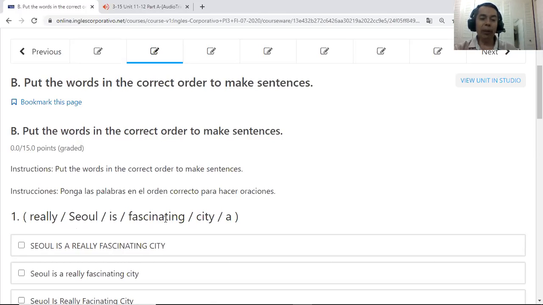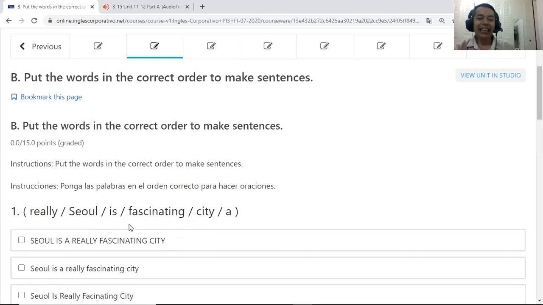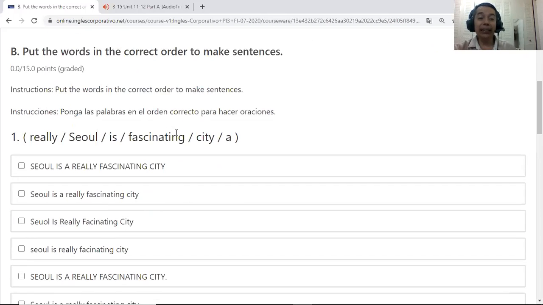Y por último, después del adjetivo va un nombre. ¿Cuál es ese nombre acá? ¿Ok? Seúl. No, Seúl es al principio. Por aquí aparece otro nombre que va al final. Va al final. No me digan, es una pregunta retórica. ¿Ok? Entonces, ahí ustedes van ordenándolos.